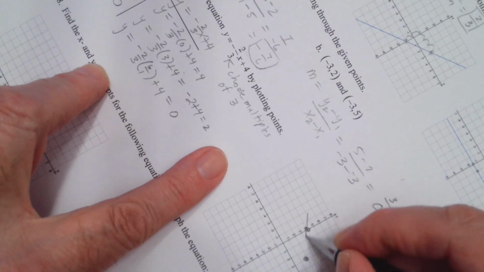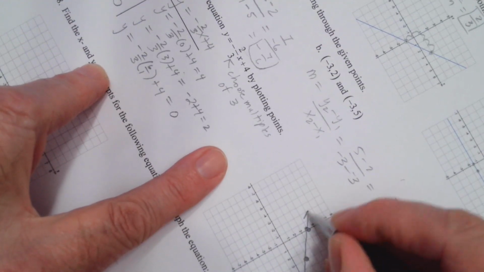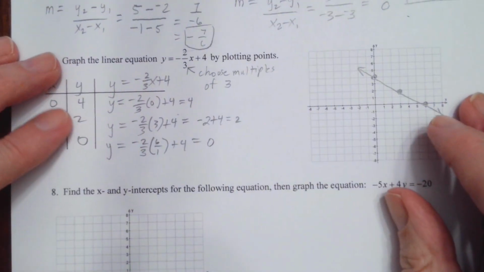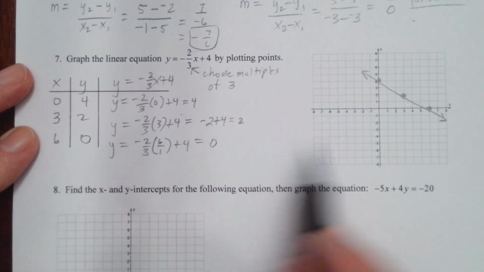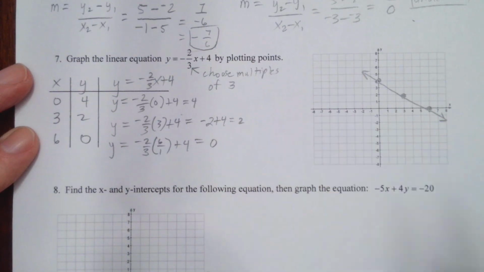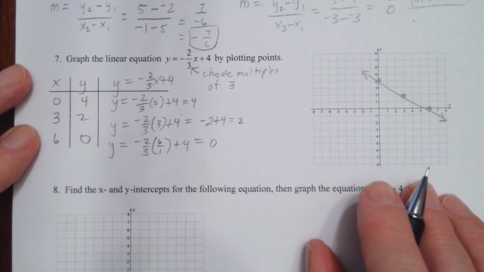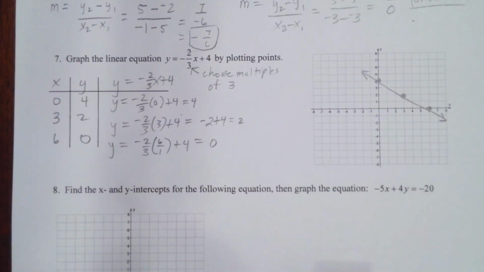Notice our points line up. So let's go ahead and connect our dots. And there's your line. Now, I could have chosen a number like negative 3, and we would have had a point over here. Doesn't matter which 3 points you find. I'm just trying to keep the numbers as simple as I can. So that's the first technique we learned for graphing lines.